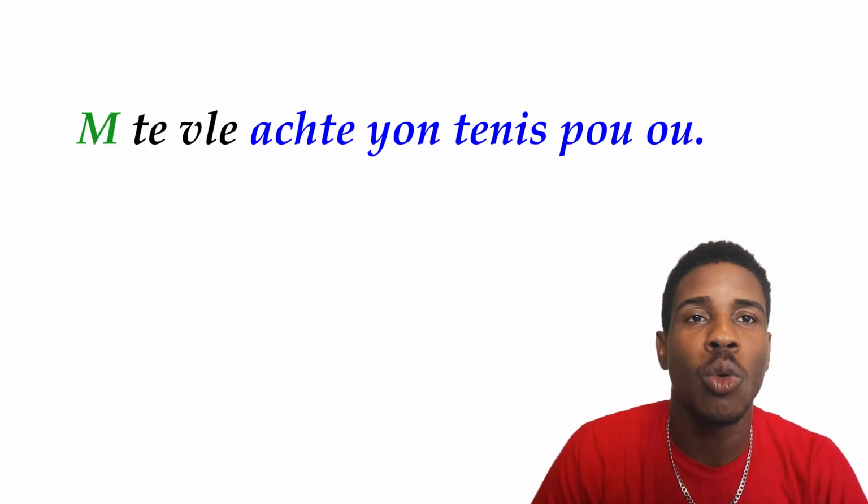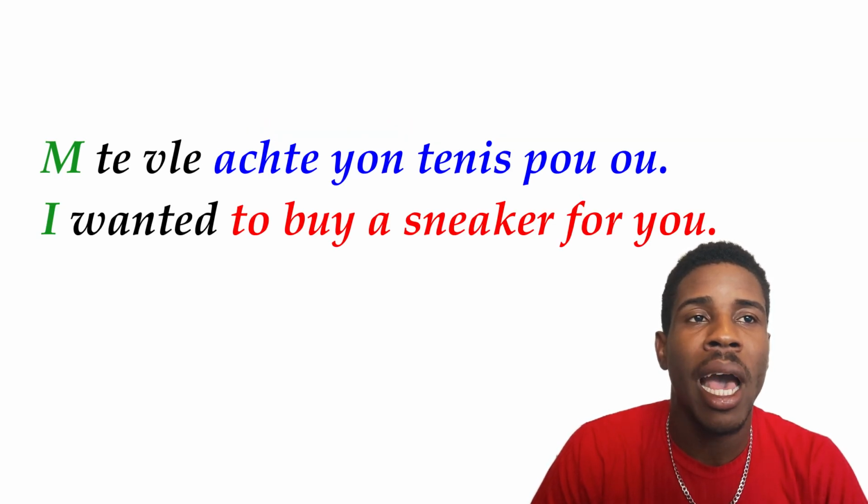Another sentence is, M te vle achte yon tenis pou ou. M is the short form of mwen. Te vle means wanted. So this sentence means I wanted to buy a sneaker for you.